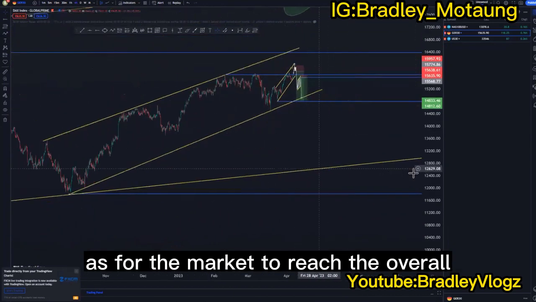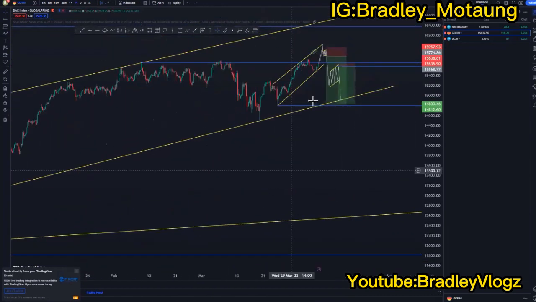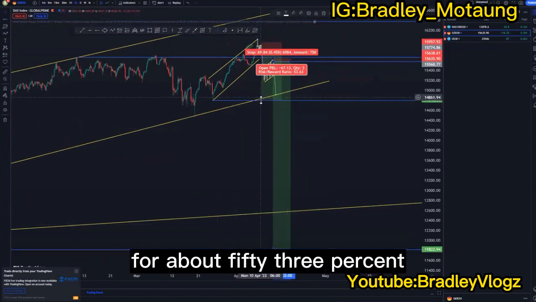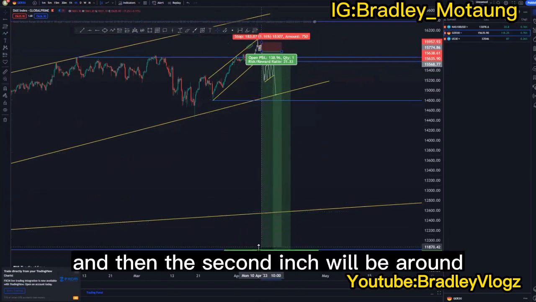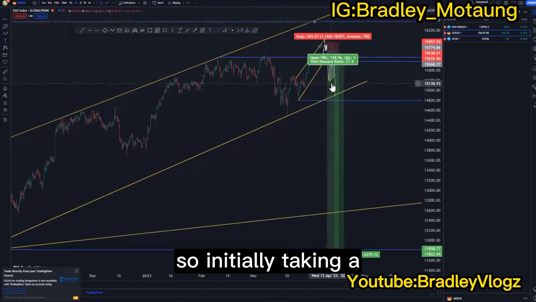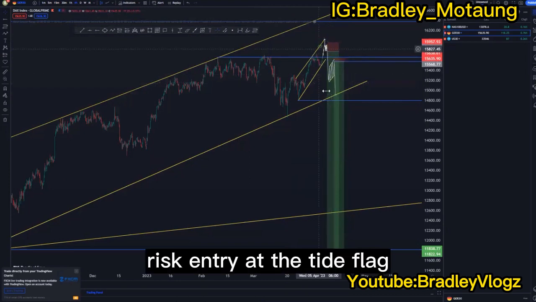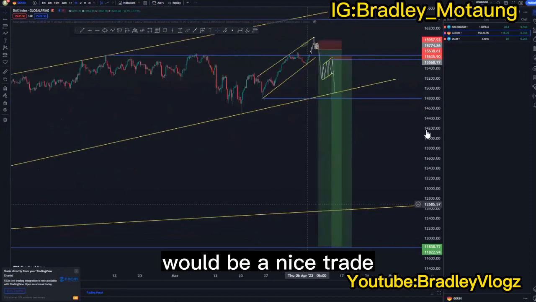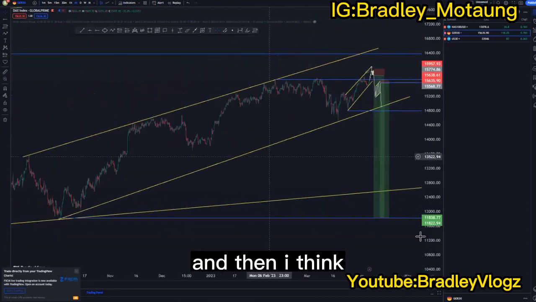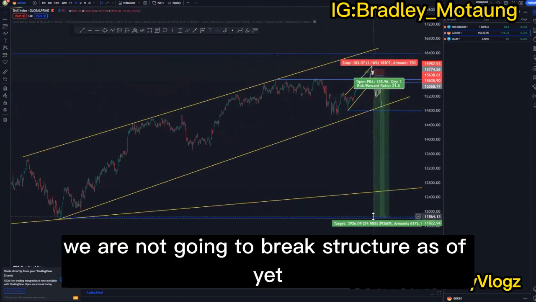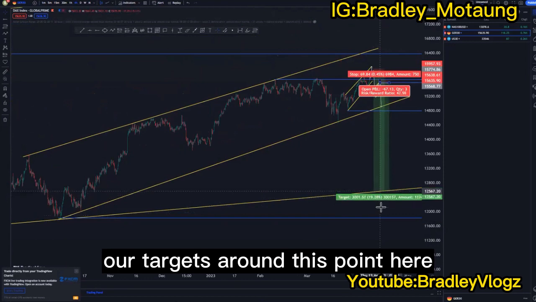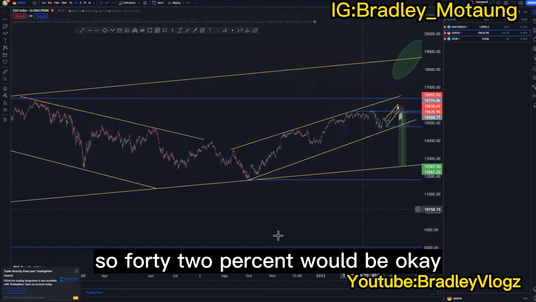90%, of which is this one here, for about 53%. And then the second entry would be around 21%. So initially, taking a risk entry at the tight flag or on the amber zone would be a nice trade, just because we are going to bank at around 53%. And then I think we are not going to break structure as of yet, so we can just put our targets at around this point here. So 42% would be okay.